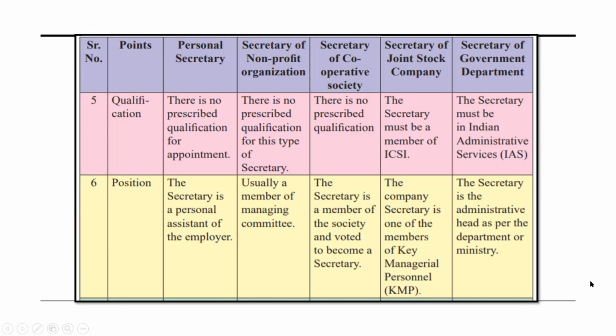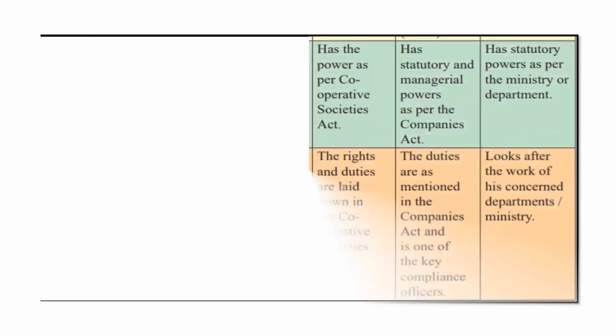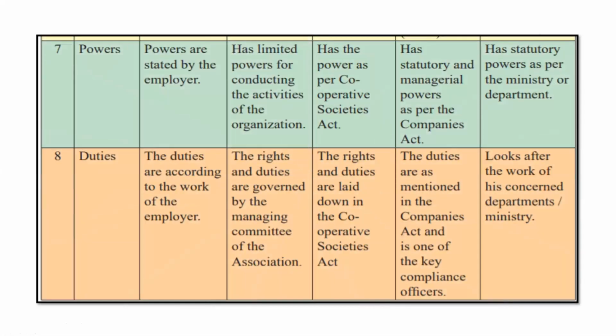So with this class, 6 points are over. What all we covered? Can you all repeat after me? We finished meaning, we finished purpose, then we saw appointment, then we saw legal status, then we saw qualification and position. Moving forward, the next one, powers.